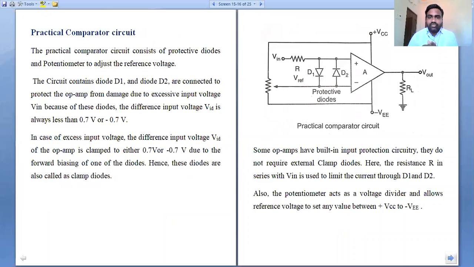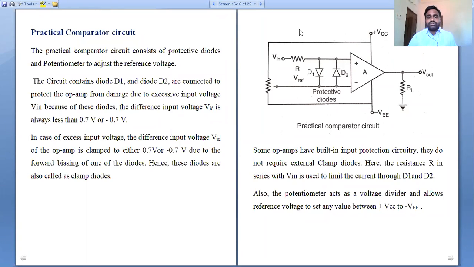Previously we discussed two types of comparators: the non-inverting comparator and the inverting comparator. In the non-inverting comparator, the input voltage is connected to the non-inverting terminal and the inverting terminal is connected to the reference voltage. In the inverting type comparator, the input voltage is connected to the inverting terminal, and the non-inverting terminal is connected to the reference voltage.